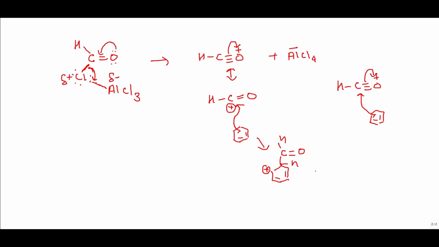This proton is accepted by either Cl minus, that is there in AlCl4 minus, or some solvent. So, some negatively charged species takes this proton, and then these electrons which are here, they move and form a pi bond. This way the reactants achieve their aromaticity, producing the product. So, this ends the reaction mechanism for Gattermann Koch reaction.